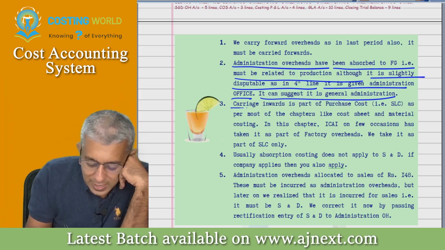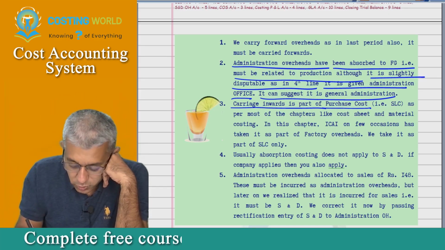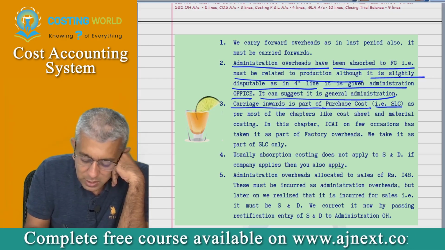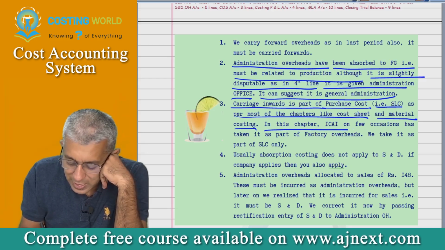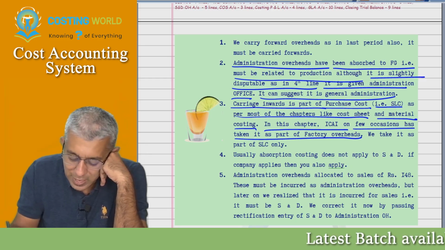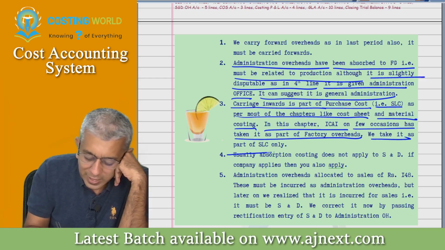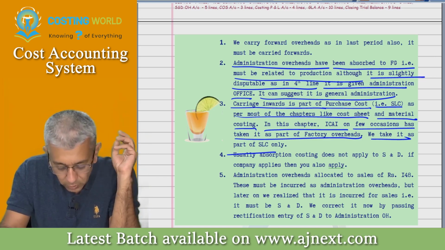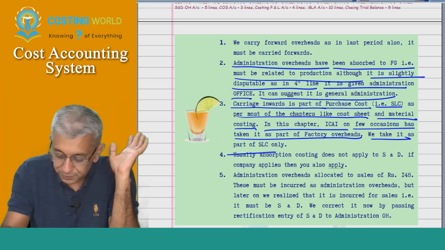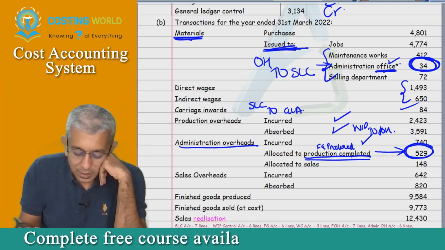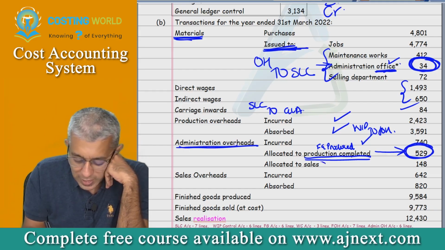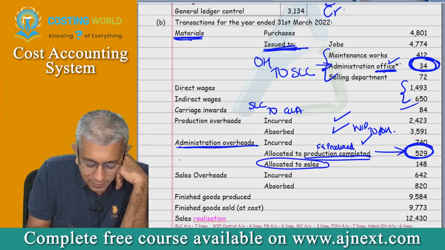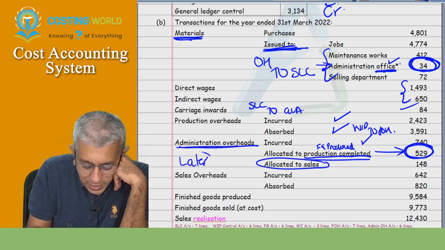Okay, but we are going to be treating that as administration related to production. Further, carriage inwards is part of purchase cost, that is SLC, as per most of the chapters like cost sheet and material costing. In this chapter, it on few occasions has been taken as a part of factory overheads. We take it as part of SLC only. Then, administration allocated to sales. I will explain this later when I reach that entry.